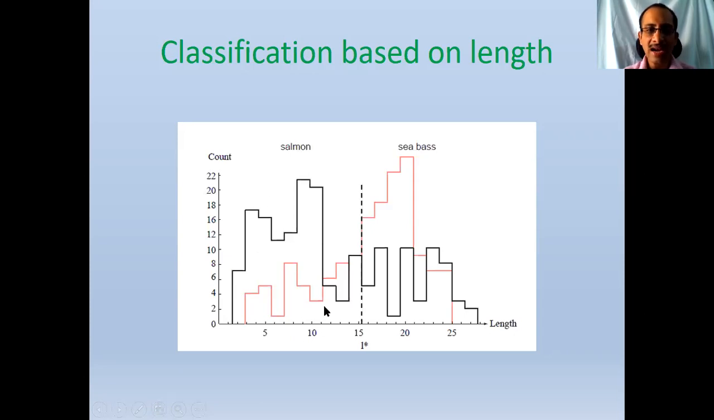If you see here, during these lengths salmon fish have a higher count. During these lengths, sea bass fish have a higher count. So reasonably well, you're able to see that salmon fishes are more distributed towards the smaller lengths, and sea bass fishes are more distributed towards the larger lengths. So this is referred to as a histogram: a feature versus the count.